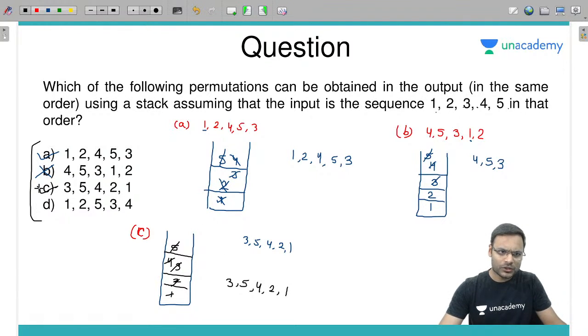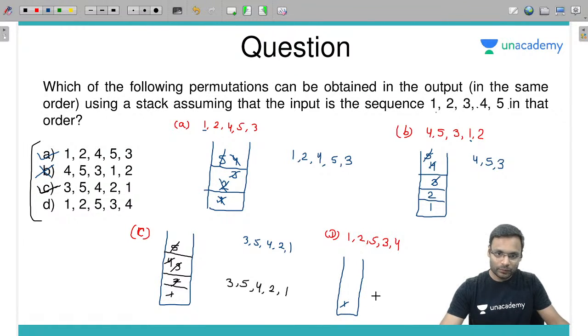This C option looks correct. Let's check it out. The last option D. Is it valid? Does it look valid to you? 1, 2, 5, 3, 4. So many have given the answer also. Let's see. First of all, I want 1.